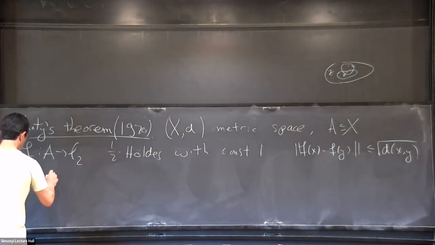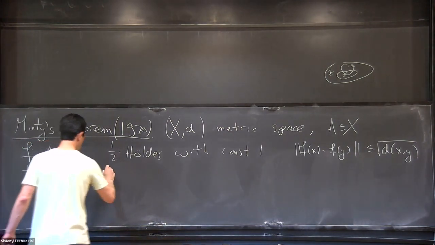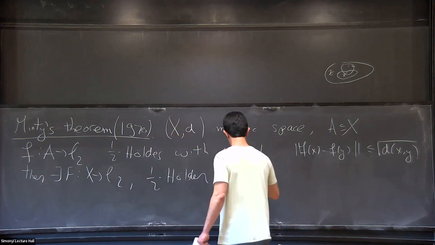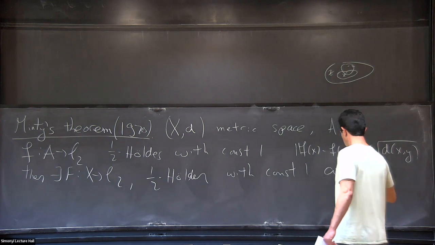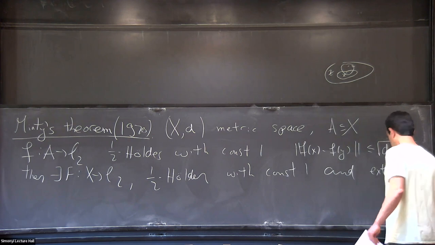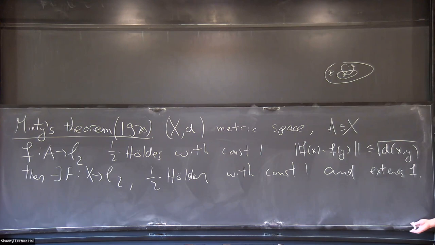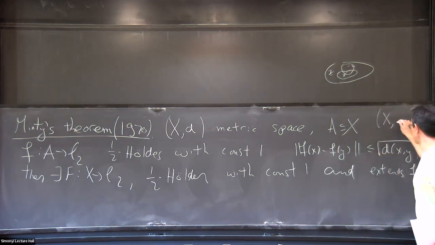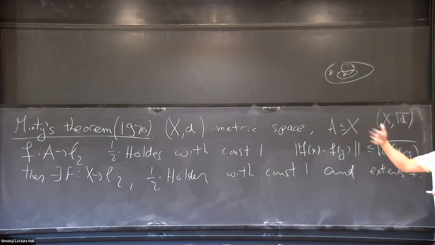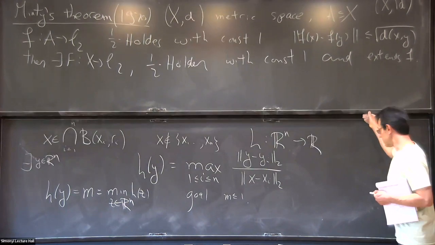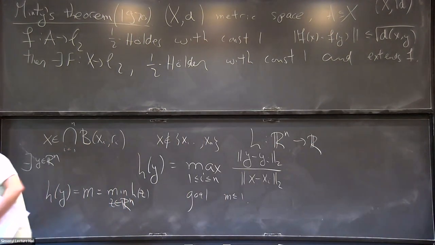Then there is an extension. It's useful, in completely full generality. Hölder extension is just a special case of Lipschitz extension, because being one-half Hölder with constant one is the same as being one-Lipschitz with respect to this metric space. It's really the previous case. So in all the criteria, there is a version for Hölder because it's the same. It's really just the same thing. So this is a corollary of this.